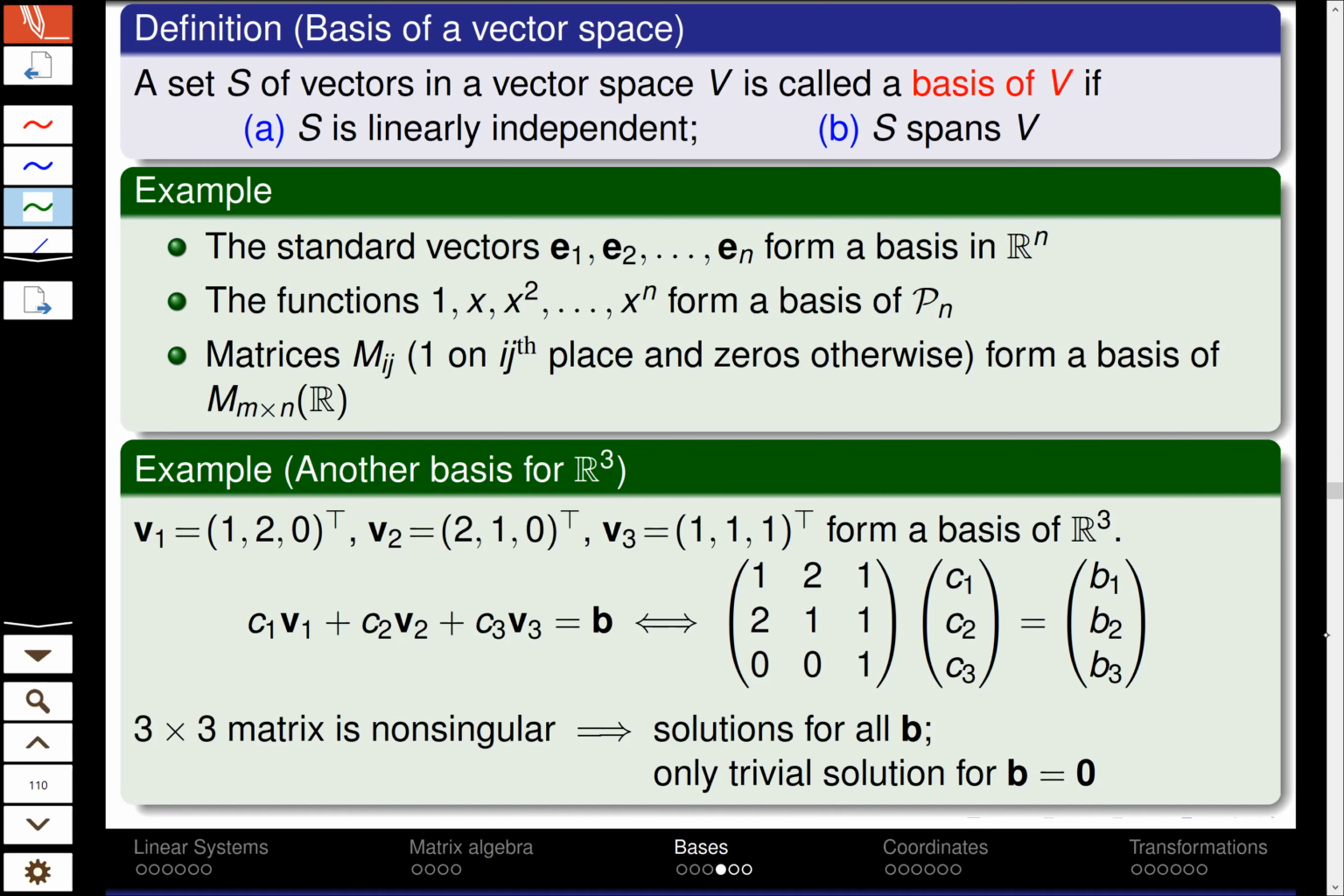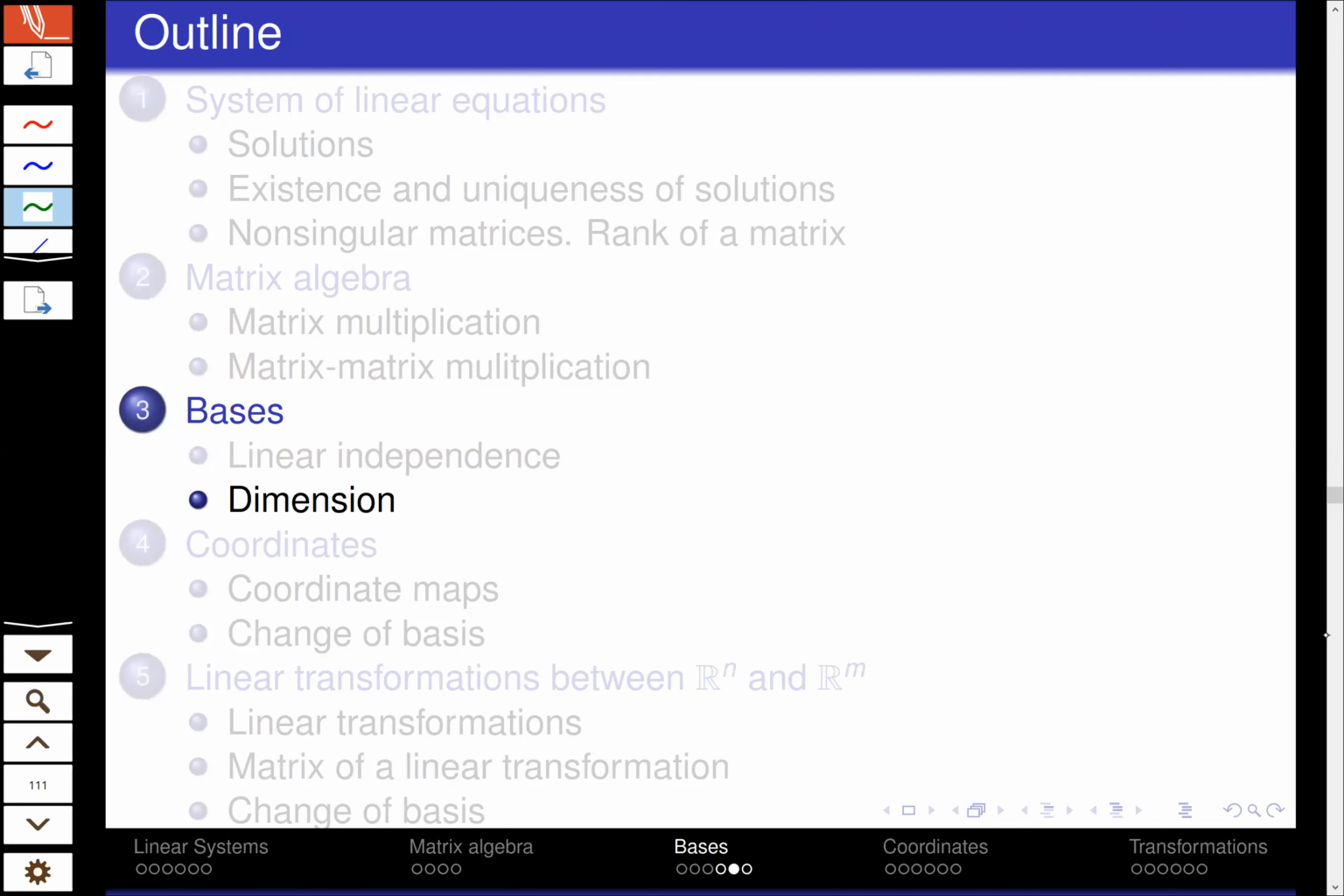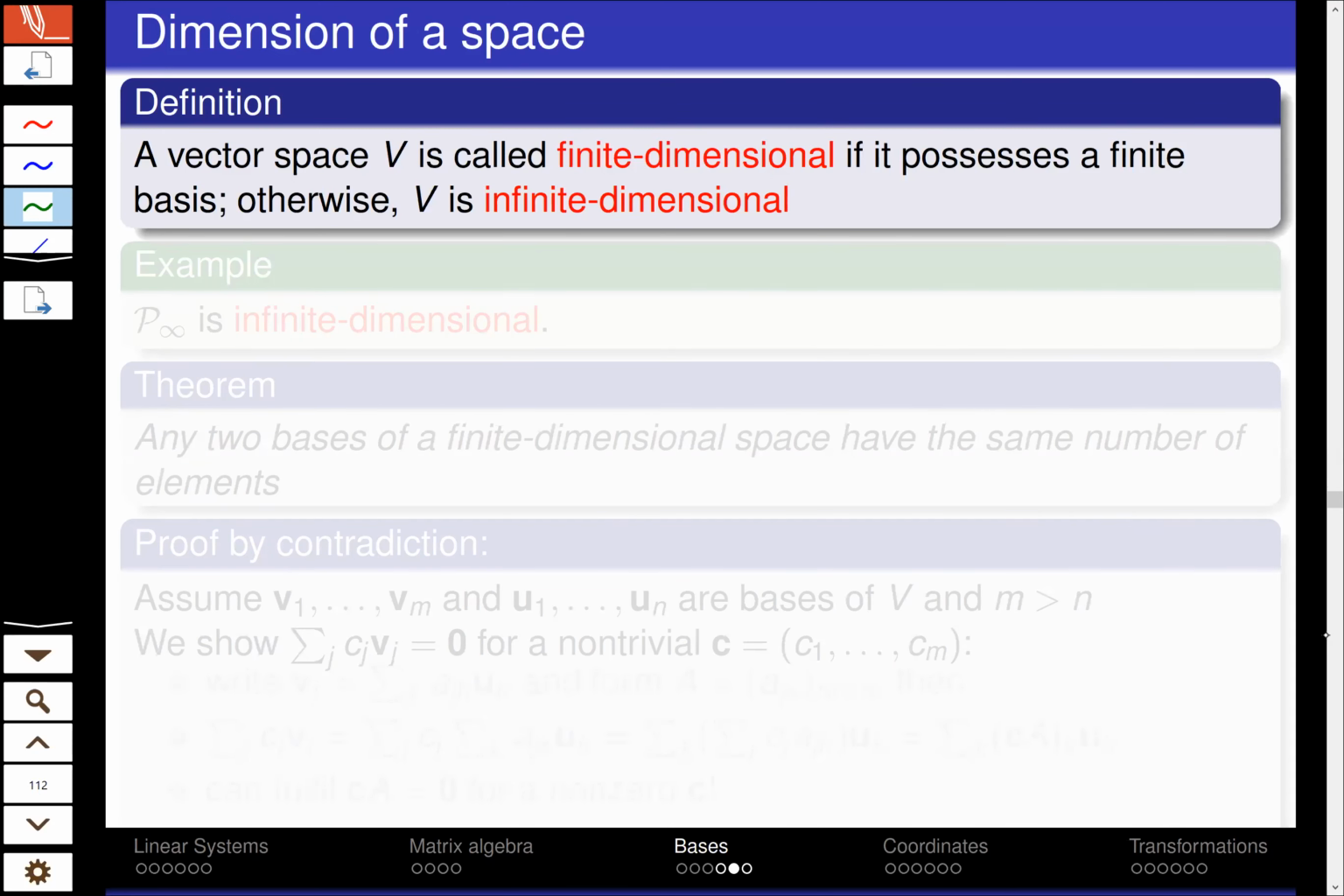This can be easily done in this particular case because we see that this matrix is non-singular, and therefore the homogeneous system has only the trivial solution, which means that the columns are linearly independent, and a solution exists for every right-hand side b, which means that these 3 vectors are spanning. So they span the whole R3 because there is always a solution, and they are linearly independent because the solution is unique. In other words, because the homogeneous equation has only the trivial solution. So bases are not unique, and we can now introduce the notion of the dimension of a vector space.